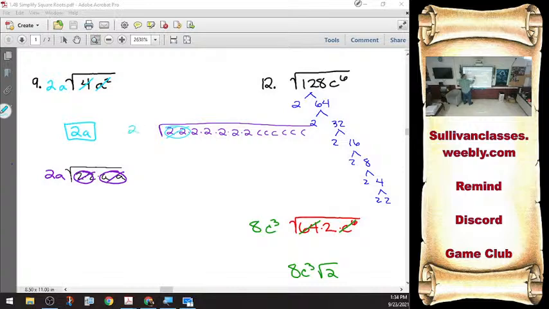So I say a 2 comes out. A 2 comes out. A 2 comes out. Okay. A C comes out. A C comes out. A C comes out. Multiply all the stuff that's on the outside. 8C to the 3rd. It's still the same thing, right? So either way works.